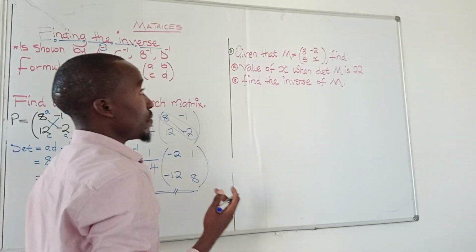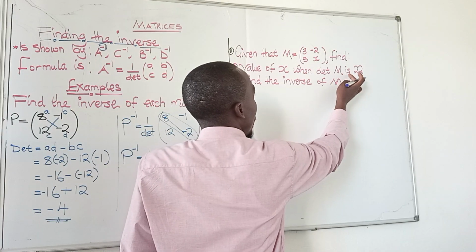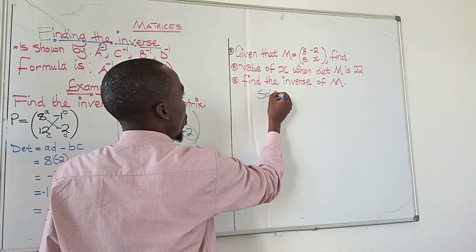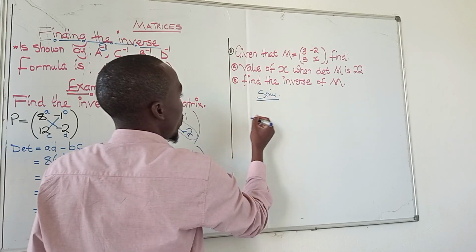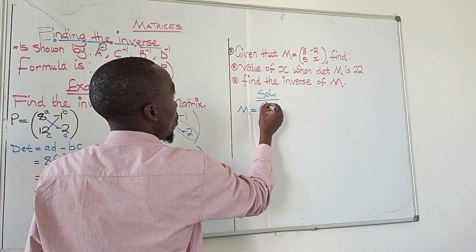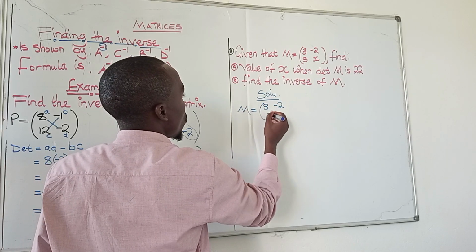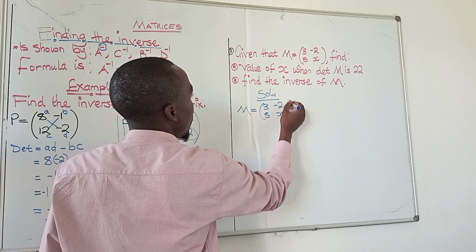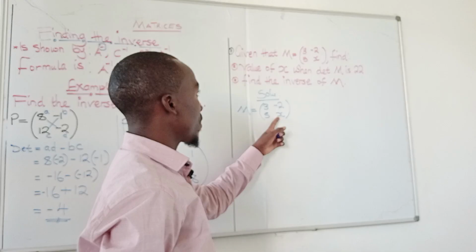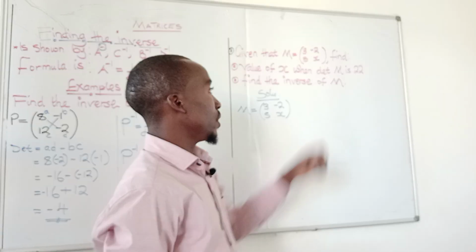We want to find the value of X when the determinant of M is 22. So, solution, what do we do? We're saying M is equal to 3, negative 2, 5, and X. So the first question is for us to find the value of X when the determinant is 22.